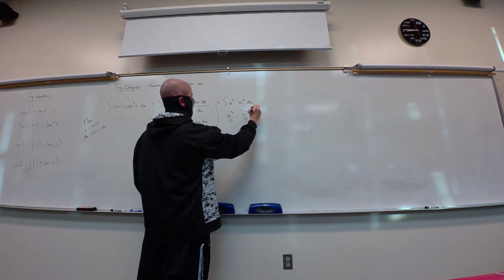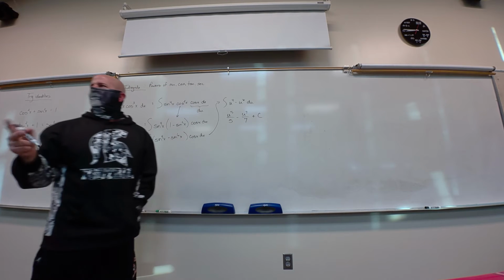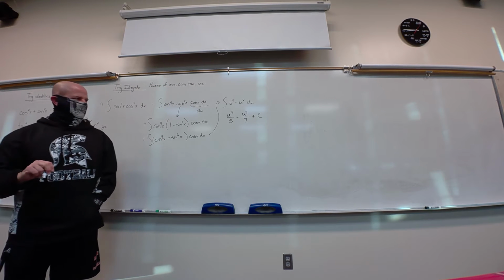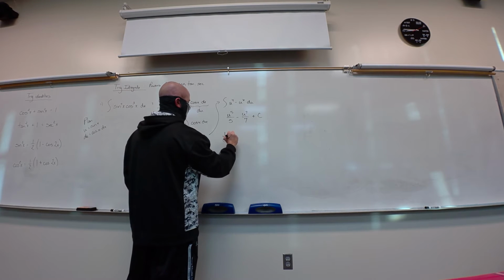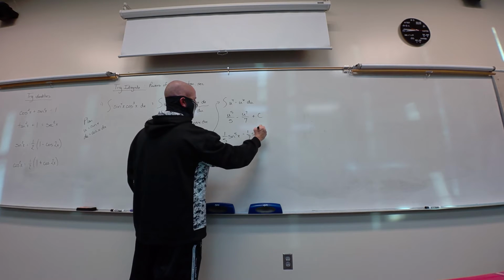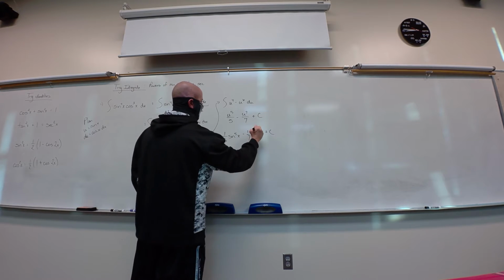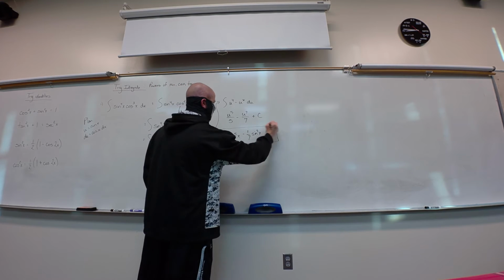Can you combine those to get u squared? No, because that's subtraction. Remember, they're not like terms. You need like terms to add and subtract. So now I would have 1/5 sine 5th x minus 1/7 sine 7th x plus c. And I write it as a fraction in front, but you can just leave it as division too.